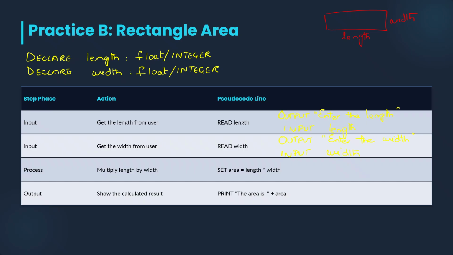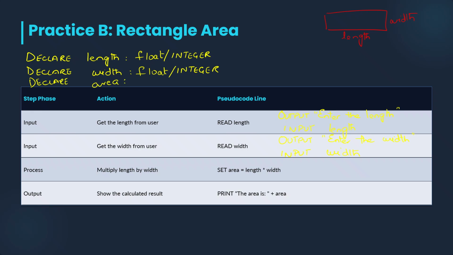We move on to the next part, which is the processing part. In processing, the length and the width are multiplied and kept in a third variable, which is the variable area. That means you will be needing a third variable as well. So you write down the declare statement, declare area.